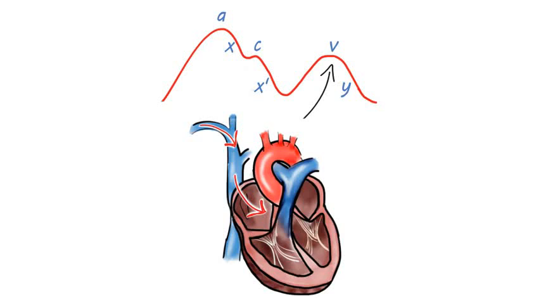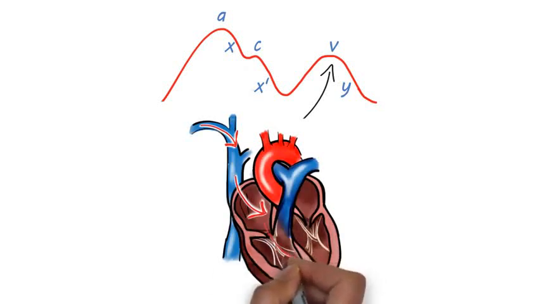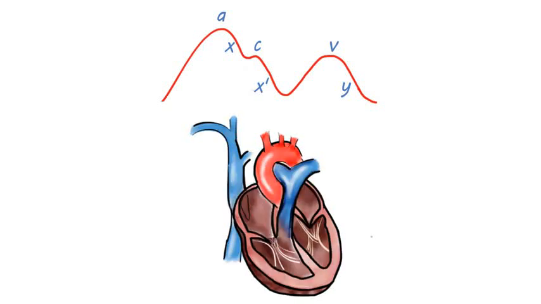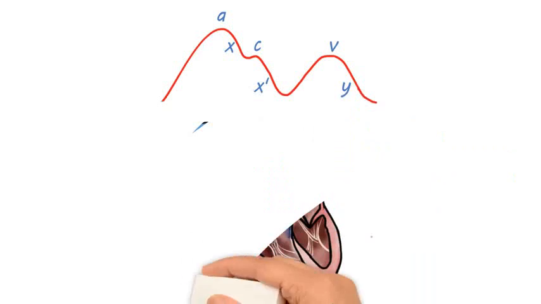When the atria completely fills with blood, this generates enough pressure to open the tricuspid valve, allowing blood to pass from the right atria into the right ventricle. This is reflected as our Y descent. This gives you a big drop in pressure in your right atrium. And the cycle repeats again as the right atria begins to contract.